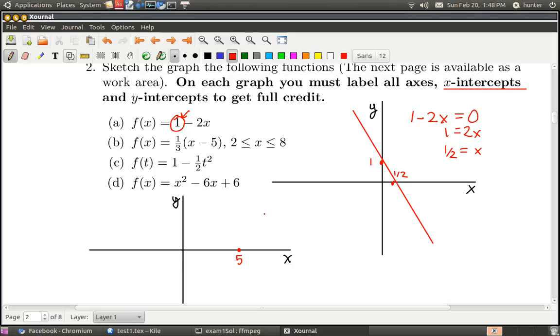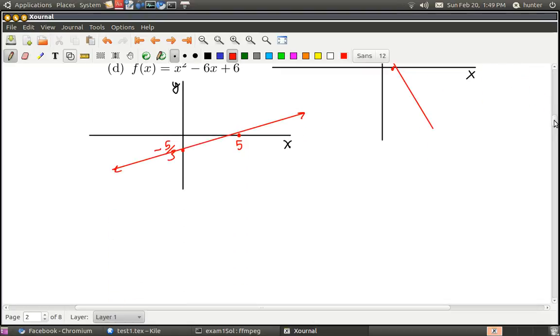Now if we want to know the y-intercept, all we have to do is plug in 0 for x, right? Plug in 0 for x and that will tell you the y-intercept. And if you do that, you get this 1/3 is going to come in and hit -5. So the y-intercept is minus 5 over 3. Okay, and I've got 2 points on the line, so I can just connect them and that's it. Okay, great. And moving on to C here.